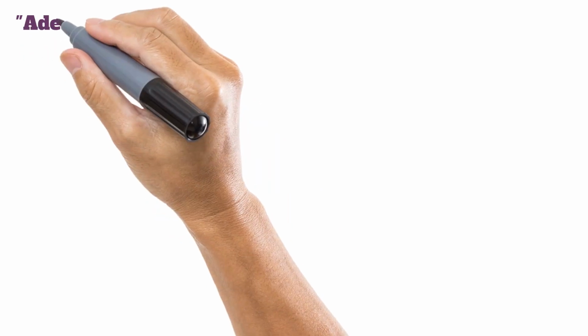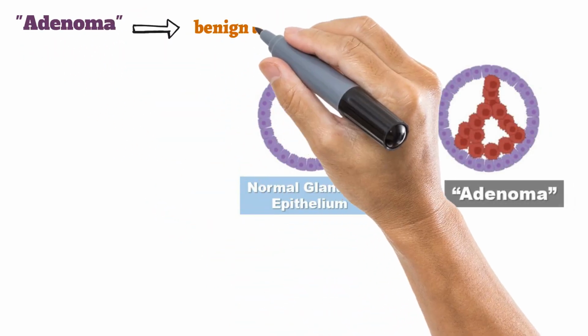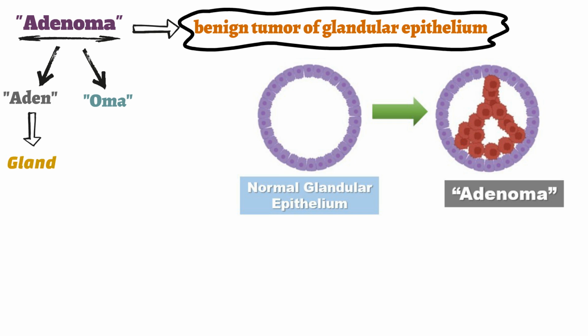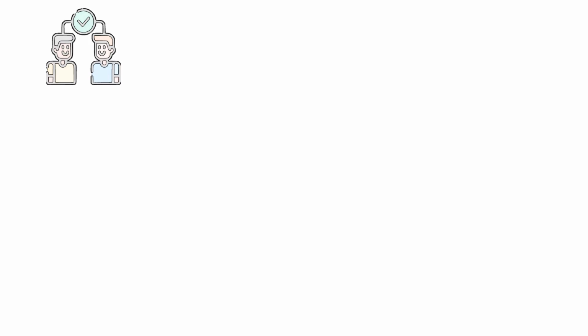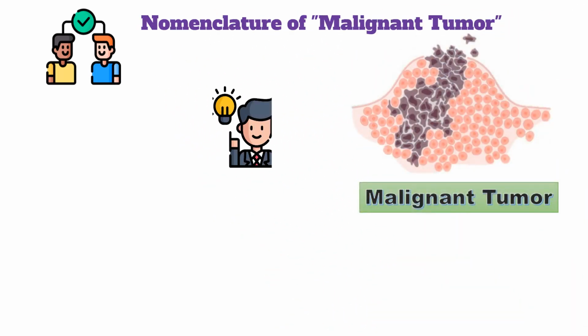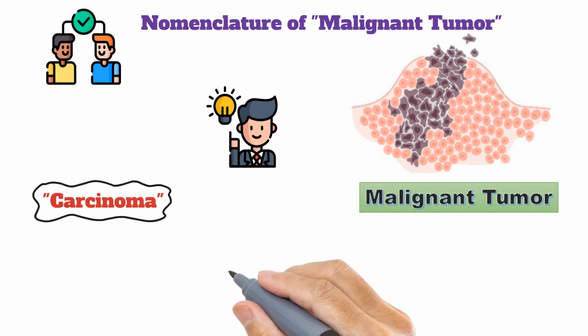Next is adenoma, meaning benign tumor of glandular epithelium. Because if you break down this adenoma word, it is made by the two words, aden and oma. This aden word comes from the Greek language, which means gland. Now, let's understand the nomenclature of malignant tumor. For this, you just have to remember these two words, carcinoma and sarcoma.